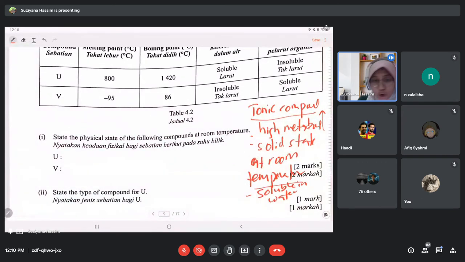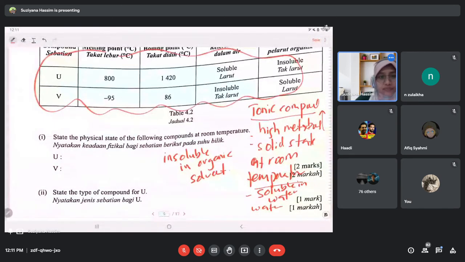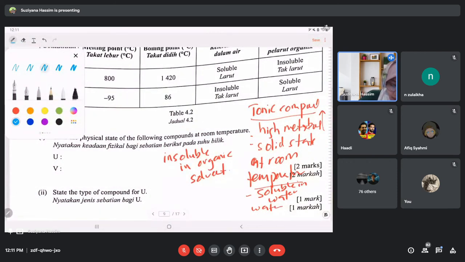Soluble in water. Insoluble in organic solvent. Okay, why I say so? If you don't know this concept, how can you identify all these things? You cannot. Maybe you tembak sahaja. Rugilah markah sayang. Okay, alright.